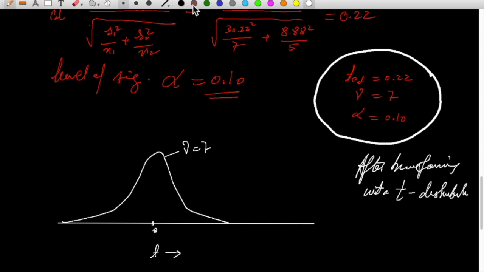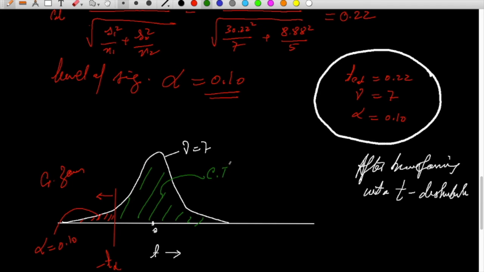Now in this case, the critical zone will be on the left side, because either the mean is 10 or the mean is less than 10. This is our critical zone, where alpha is 10 percent. This will be minus t alpha. And this is our acceptance zone, where the confidence level 1 minus alpha is 0.9.